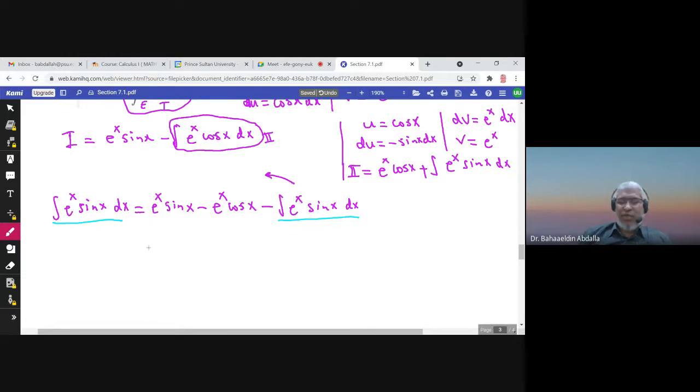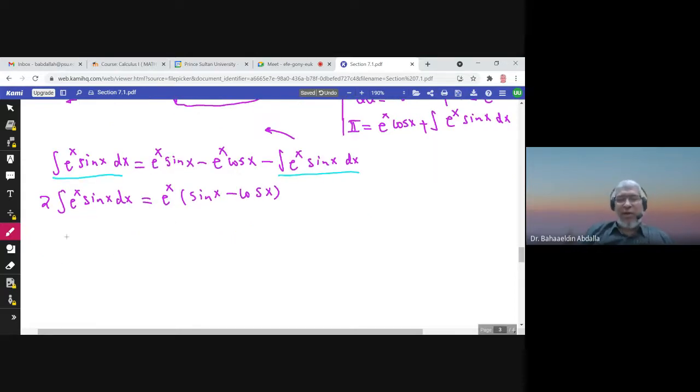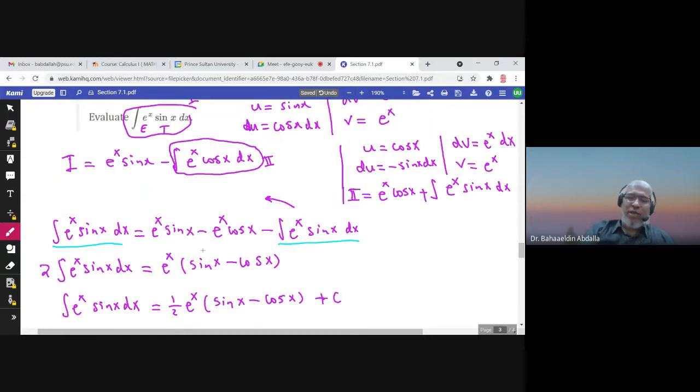So we add these two integrals, and we get 2 times integral of e^x sine x dx equals e^x, I'll take e^x common factor, sine x minus cosine x. So now, if you divide by 2 both sides, you will get the integral of e^x sine x. And we can add c. So that's the answer.